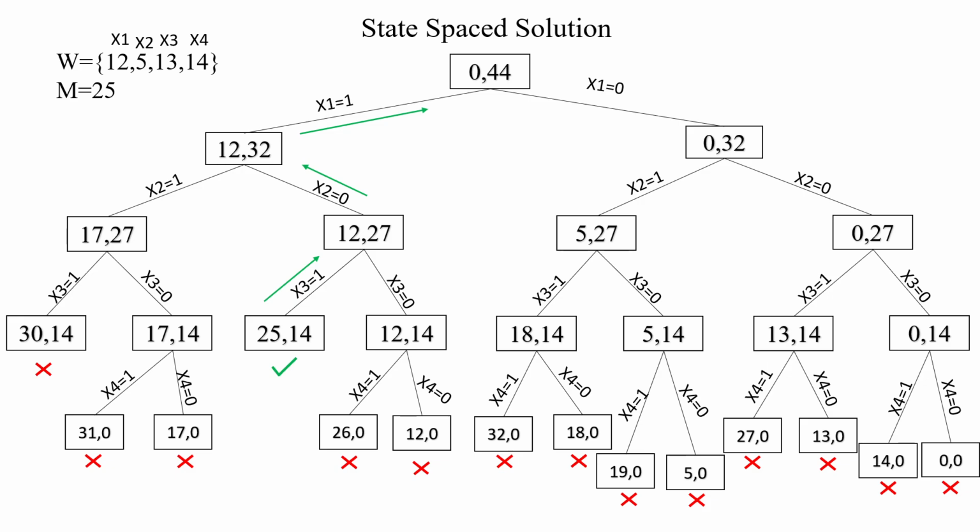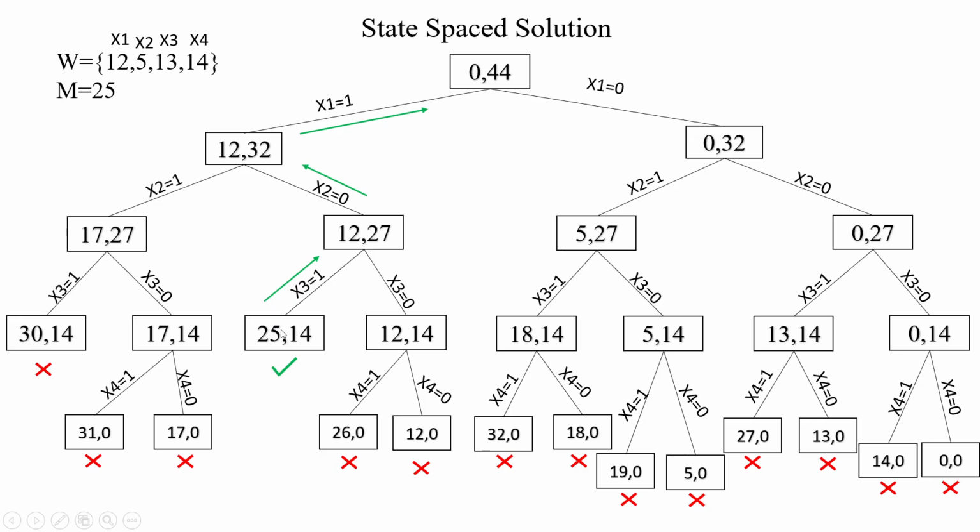From our state space solution we can see that we had only one solution, that is in this way. From this way we can see that we have included the third weight, which is 13, and not included the second weight, which is 5, and included the first weight, which is 12. This is the way in which we got the solution as the exact sum which we want, 25. This is one of the solutions.